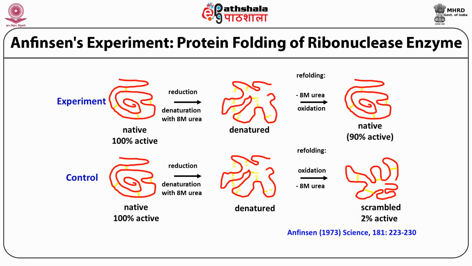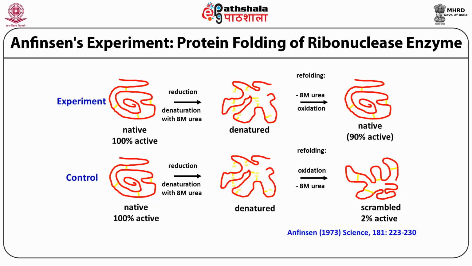And the first one that comes to our mind is Anfinsen's experiment of protein folding using a ribonuclease enzyme. In the year 1973, Christian B. Anfinsen and his colleagues performed the definitive experiments showing that a protein takes its specific shape based on the directions encoded in the sequence of amino acids.